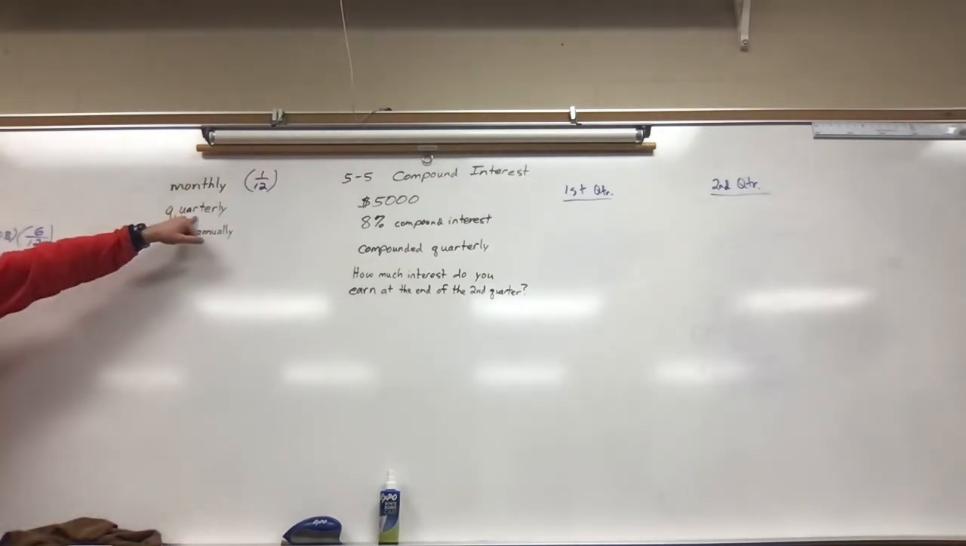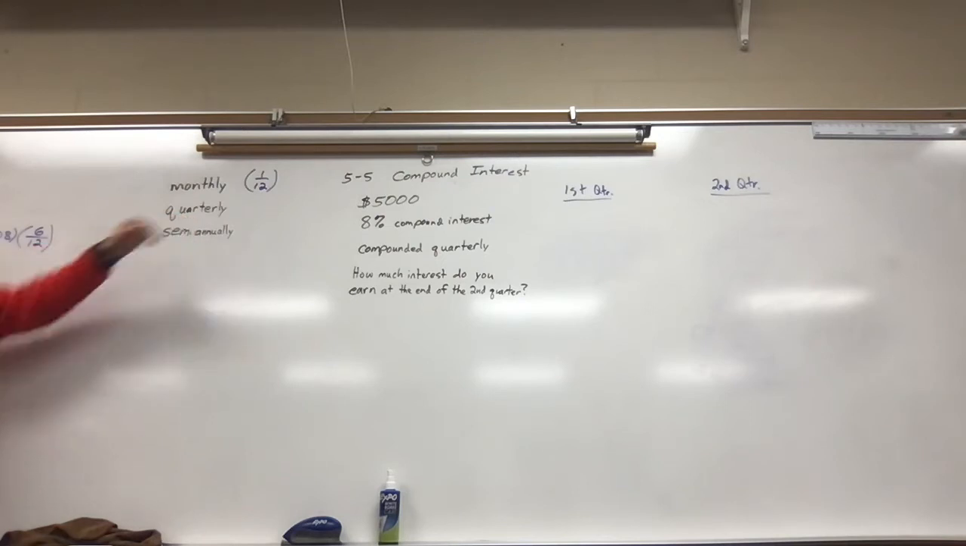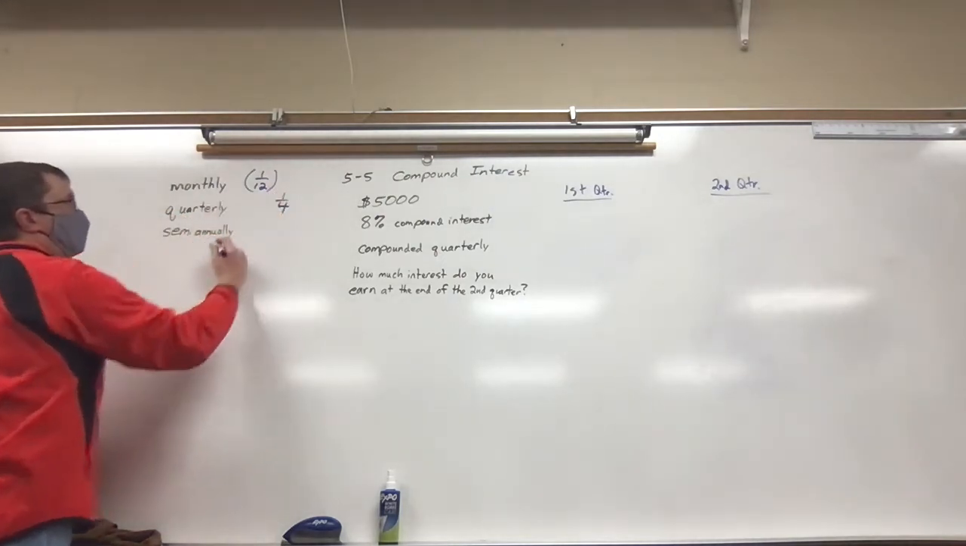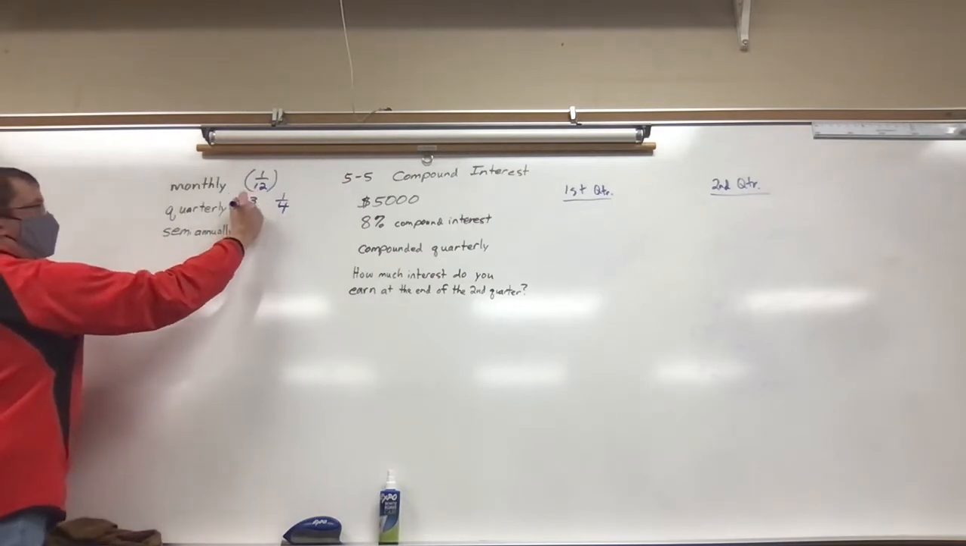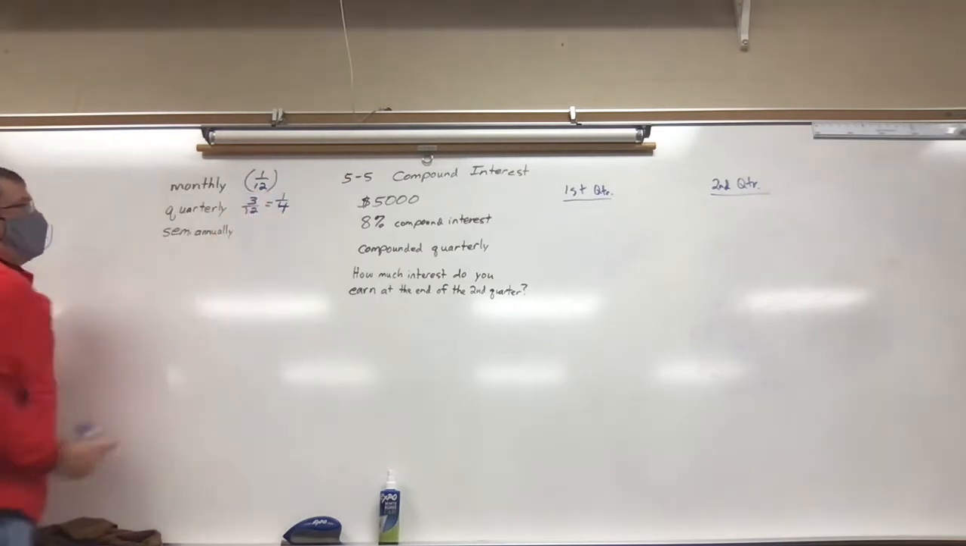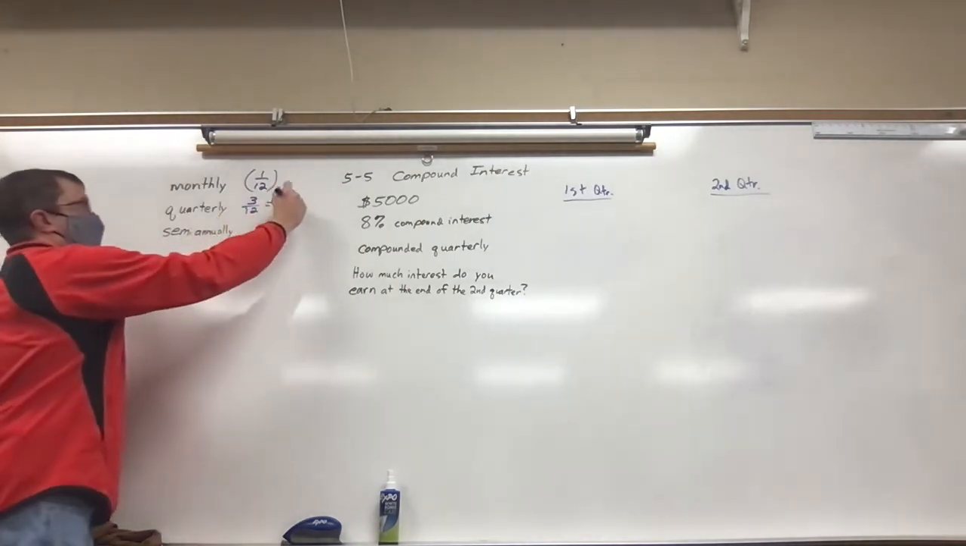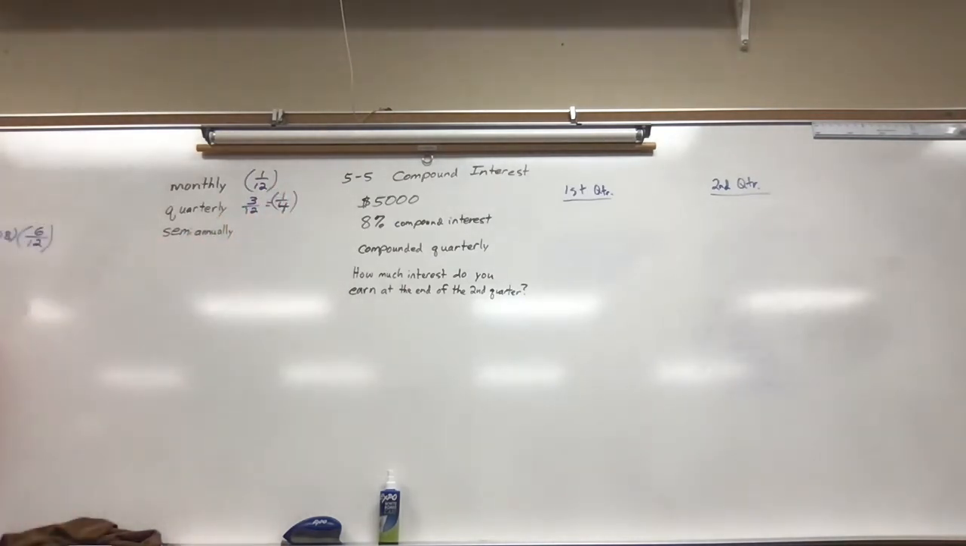Quarterly, does anybody know the fractions for quarterly? 1/4. And here's where that 1/4 comes from. If you break a year, 12 months, into quarters, you get 3/12. 3/12 equals 1/4. So you can use either of those formulas. Most of the time we'll use 1/4. That's the most common one.